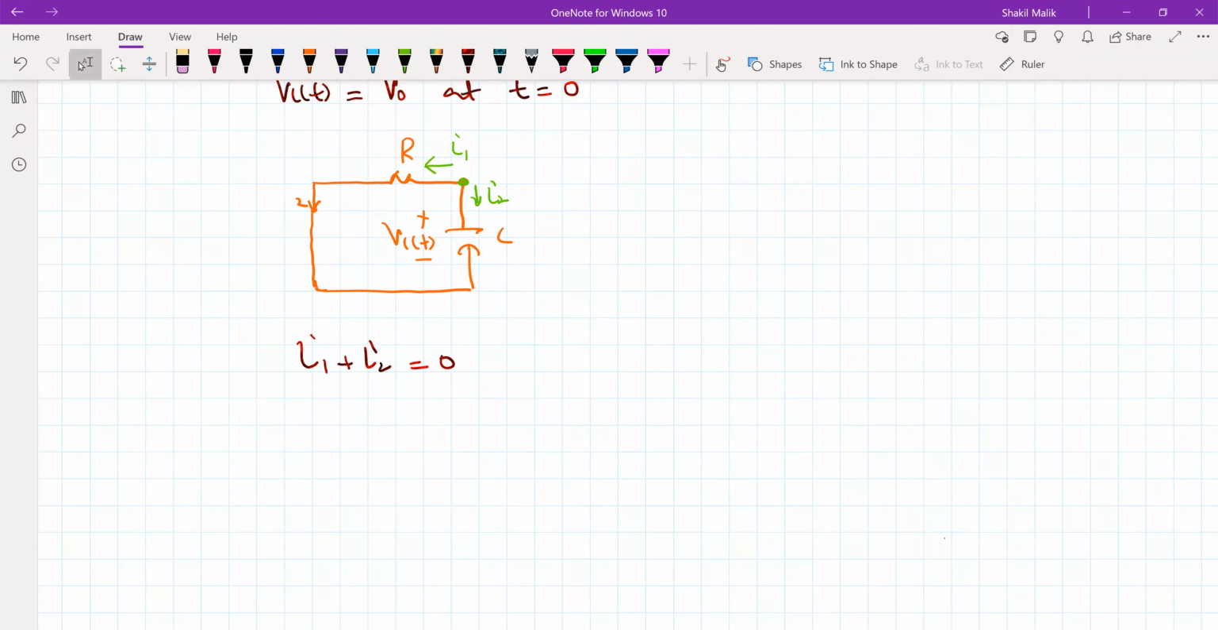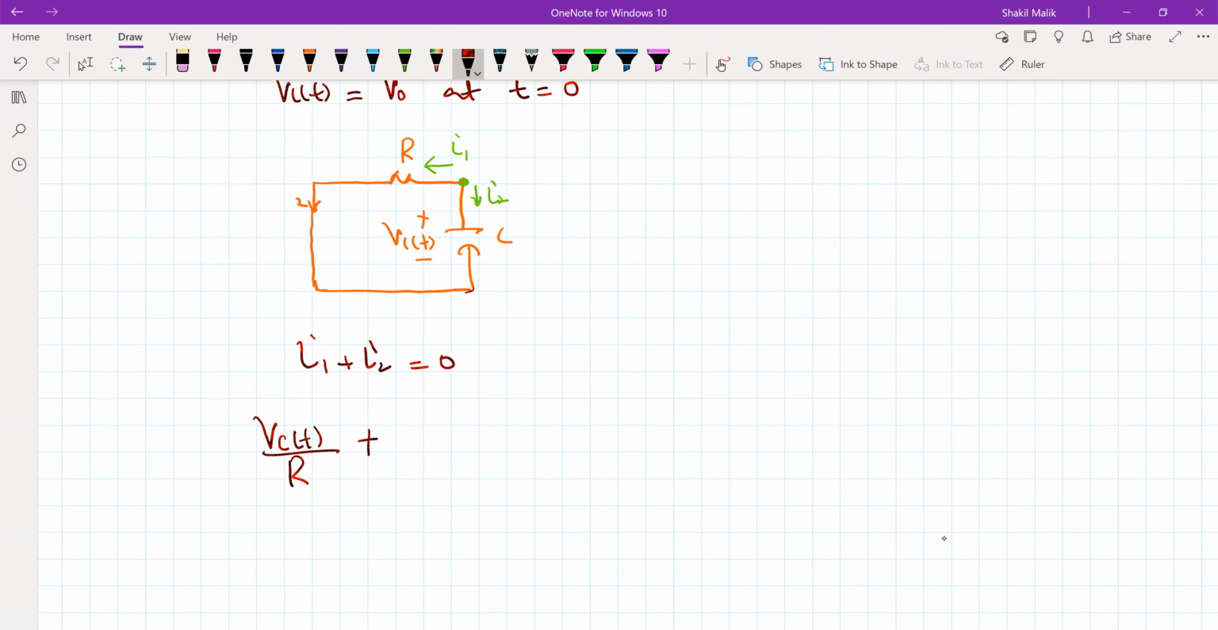Now what's I1 equal to? I1 is the current that flows through this resistor. What's the voltage across this resistor? The voltage here is Vc, and the voltage at the other end is 0 because it is connected to this node. So the voltage across the resistor is Vc, and the current through it is Vc divided by R.